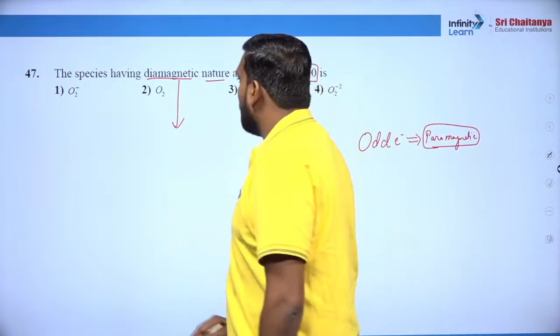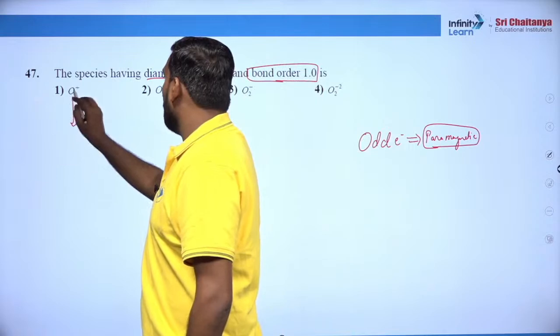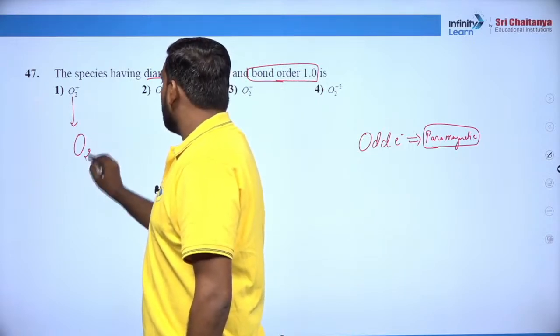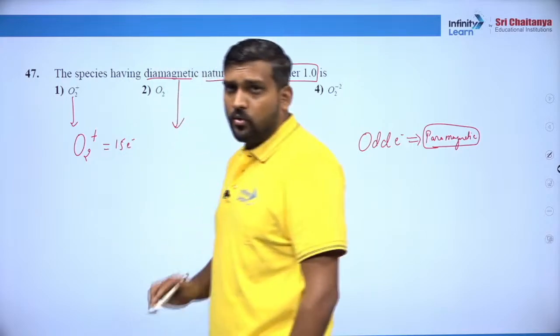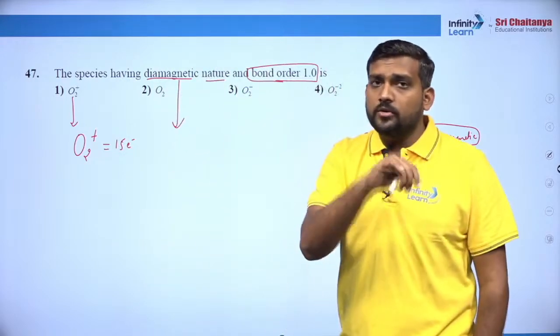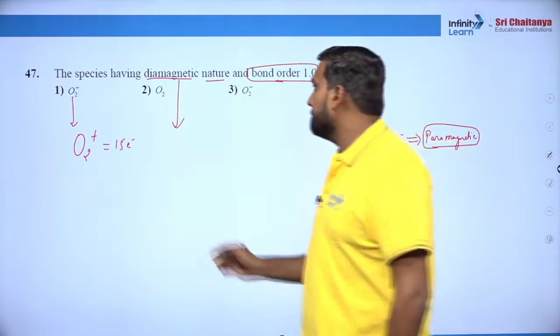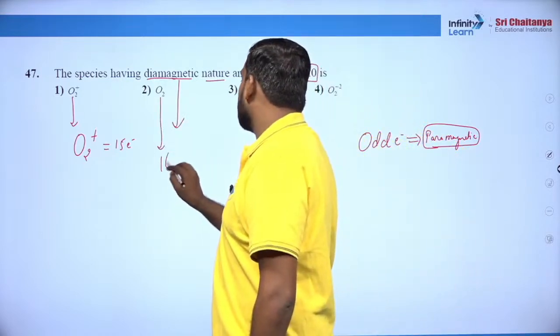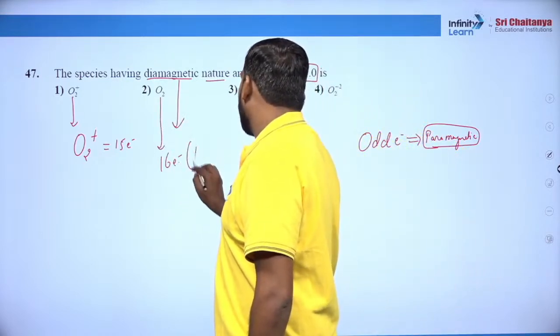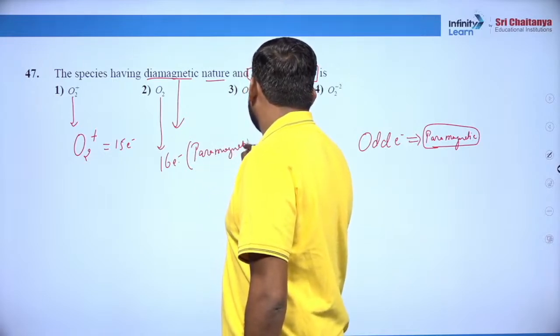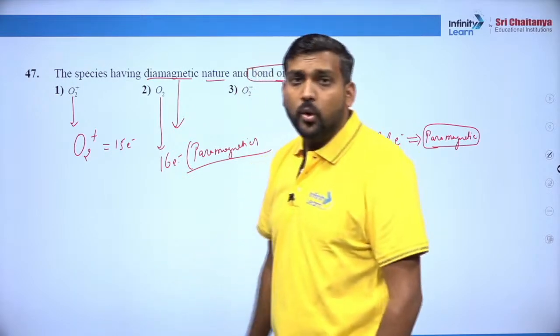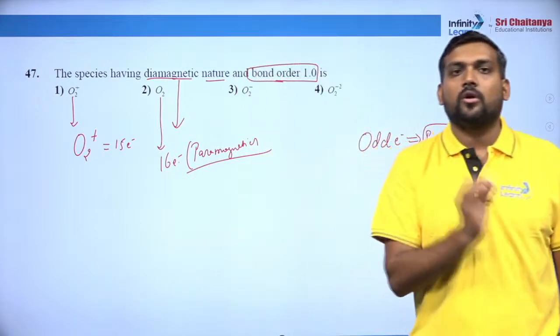So now let's find out for this. This is O2 plus. O2 plus has basically 15 electrons, which is an odd number of electrons. O2 has 16, you have removed 1 electron, so how many electrons are left? 15. Next is O2, that is 16 electrons, and it's paramagnetic. All of us know that. The paramagnetic nature of oxygen was explained by a new theory called molecular orbital theory. All of us know that actually.